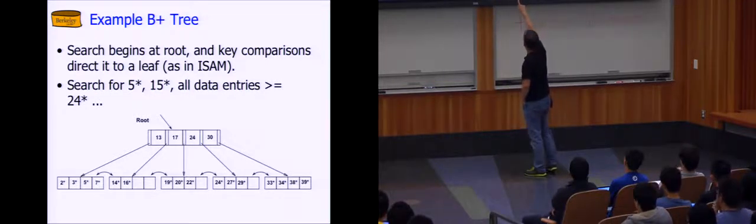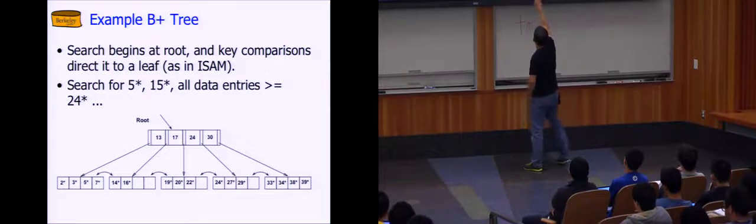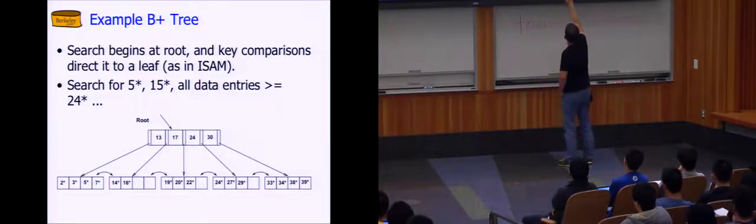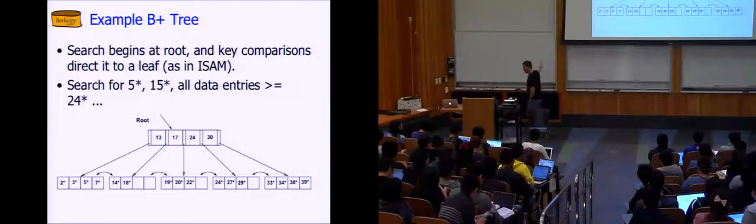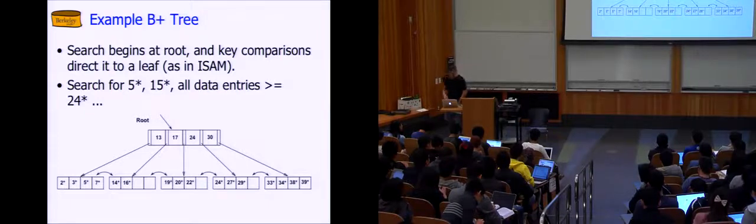We look for 24 and we find it. Then we return 27, 29. We follow the pointer, get a new page off the disk, and return 33, 34, 38, and 39. So it's down and to the right for greater than, and down and to the left for less than.